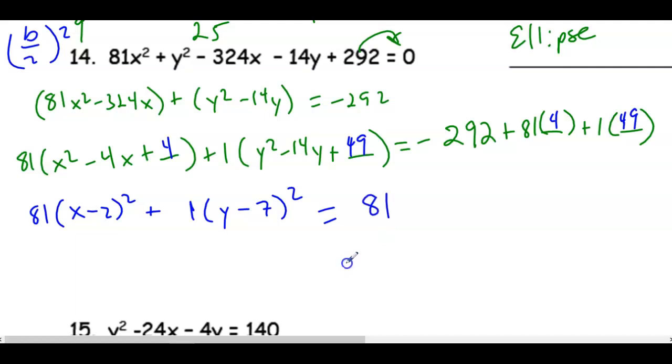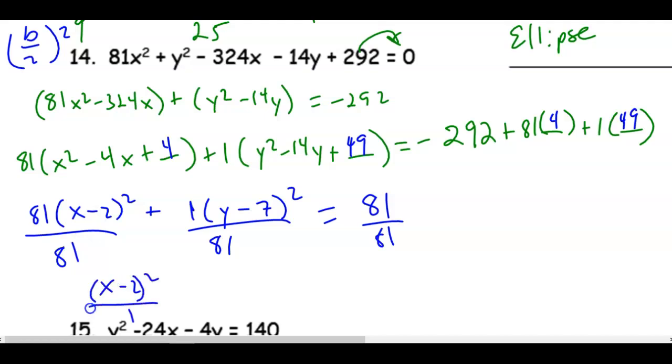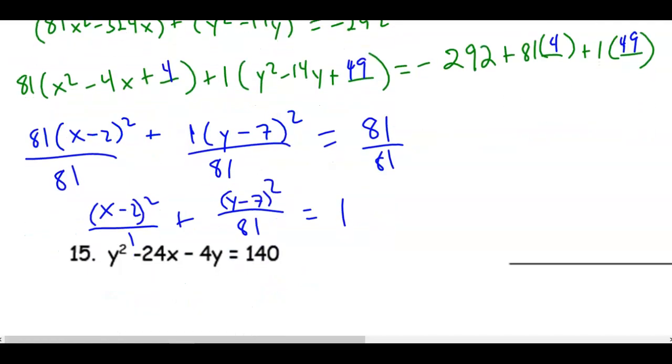So now we're going to divide both sides by 81. And that reduces to x minus 2 squared over 1, because 81 over 81 is 1. This just gives me y minus 7 squared over 81. And it equals 1. There's your ellipse right there. Again, all you gotta do is grab that equation if you needed to. You see that, same thing as the one above. Same exact thing as the one above.